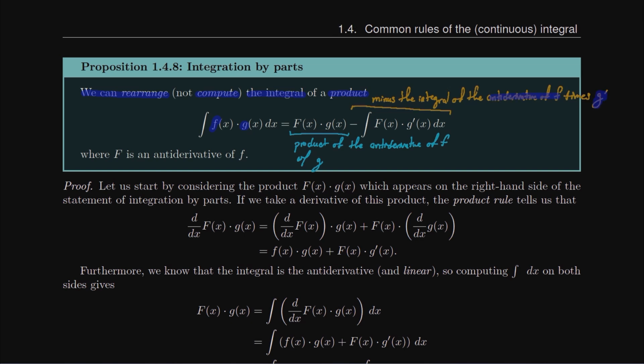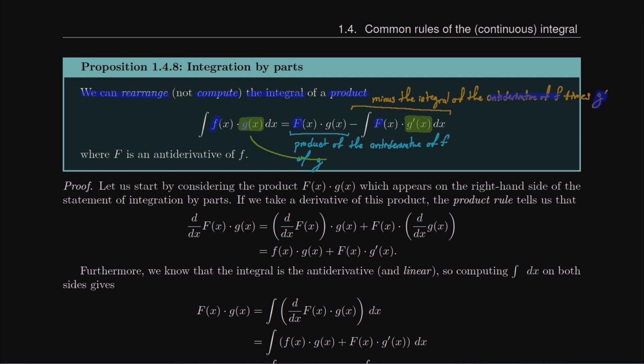And this is supposed to make our lives easier specifically in the case where, number one, I can actually compute the antiderivative of my first term f, but more importantly, it makes my life easier if this g prime ends up being easier, or a simpler function than the original function g in the integral. And a good case of that is polynomials, right?